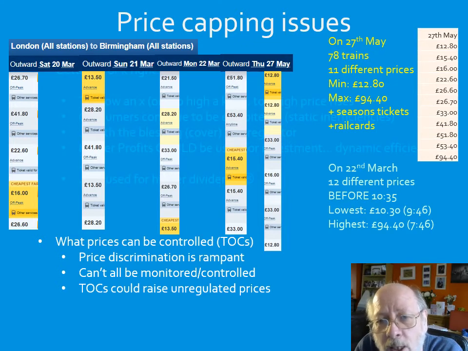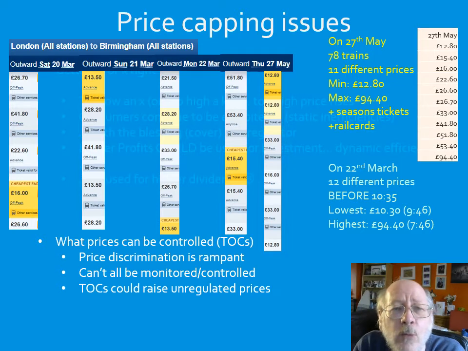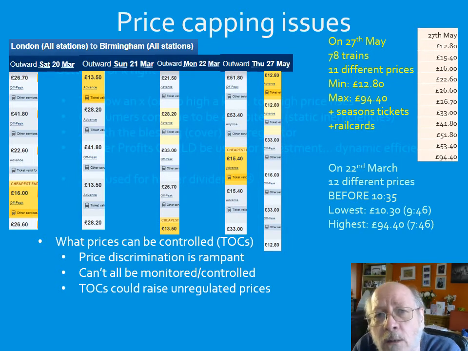So you're probably looking on those trains at about 30, I would have thought, different prices. On the 22nd of March, I discovered 12 different prices before 10:35 in the morning, and it went from a low of £10.30 on the 9:46 to over 9 times that, £94.40 at 7:46 in the morning. Obviously, that's the commuter stuff.